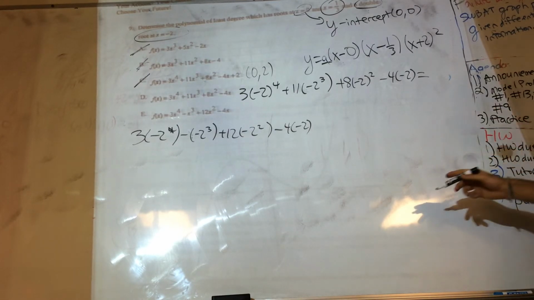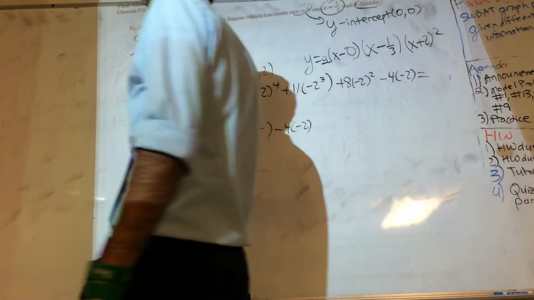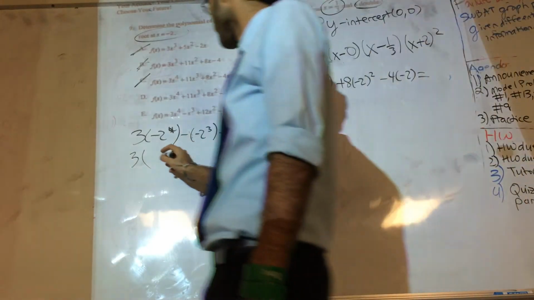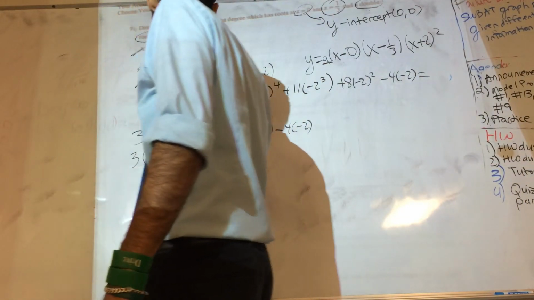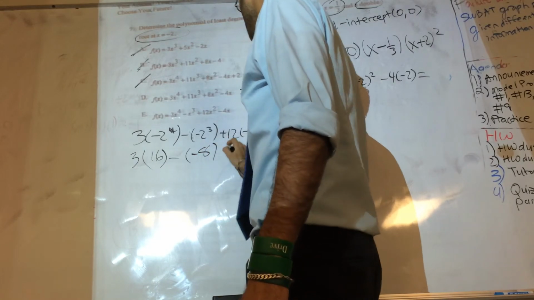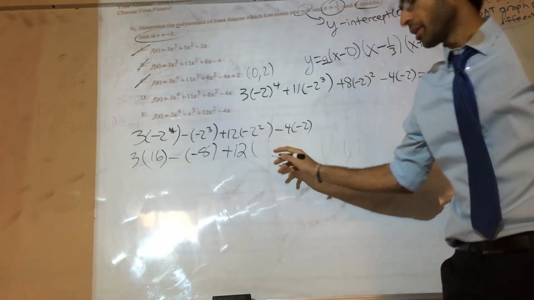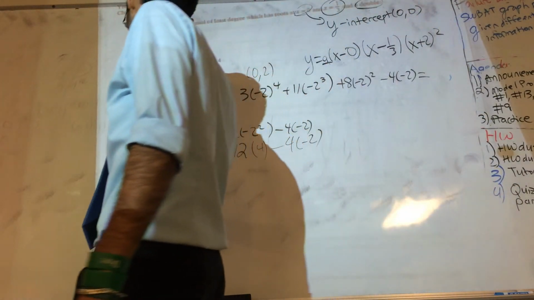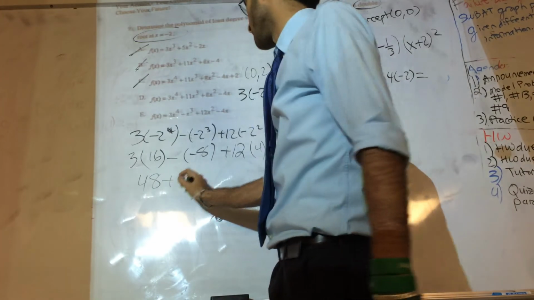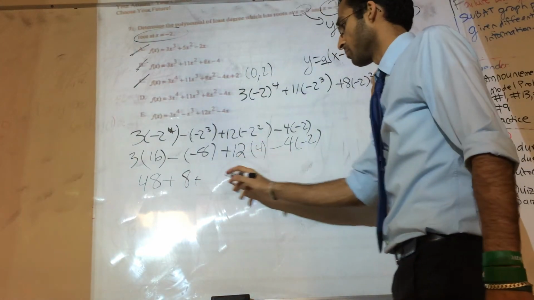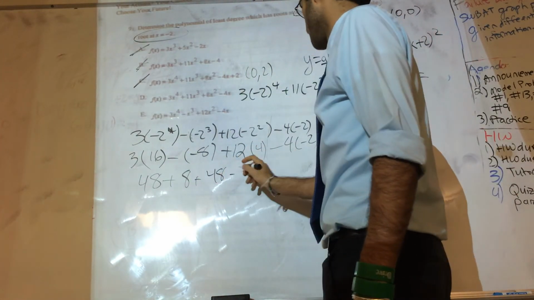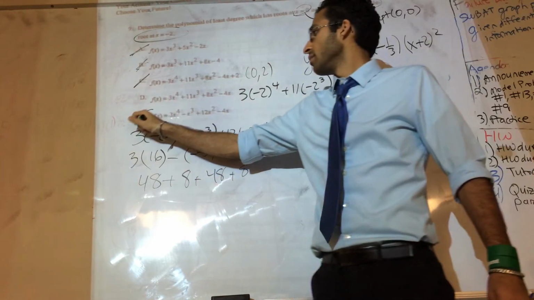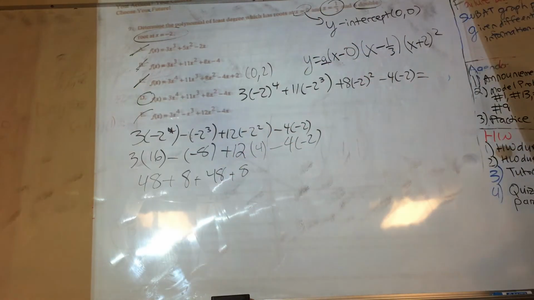You did the box. So here, right, I would just go, okay, this is 3. -2 to the 4th power is positive 16. Minus -2 cubed is plus 8. Plus 12 times -2 squared is positive 4. Minus 4 times negative 2, and here we're done. 3 times 16 is 48, minus negative 8 is plus 8, plus 12 times 4 is plus 48, minus negative 8 is plus 8. This is clearly not 0. E is out. D is the right answer. I don't have to do the math on D.